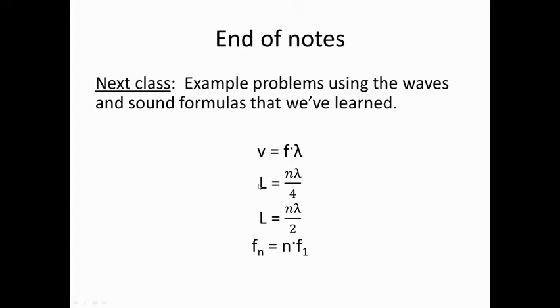And then we have our relationships between the length of the tube and the wavelength that's formed. This would be for a closed-ended pipe. This divided by 2 would be for an open-ended pipe. And finally, don't forget about how the harmonic frequency is the number of the harmonic multiplied by the fundamental frequency.